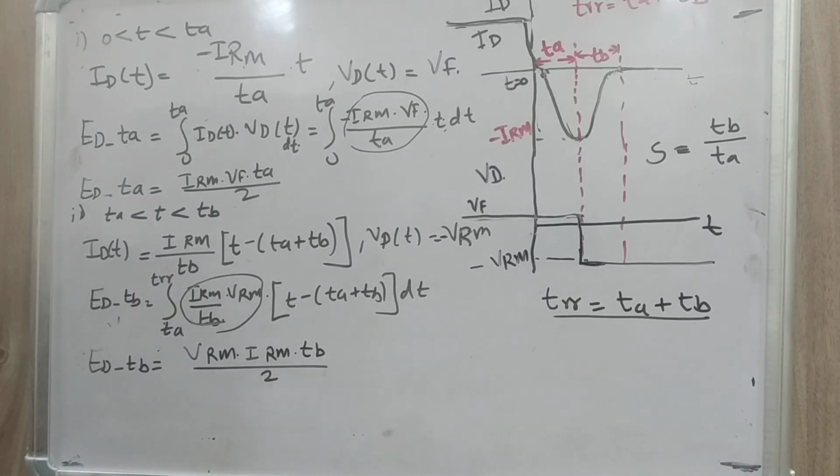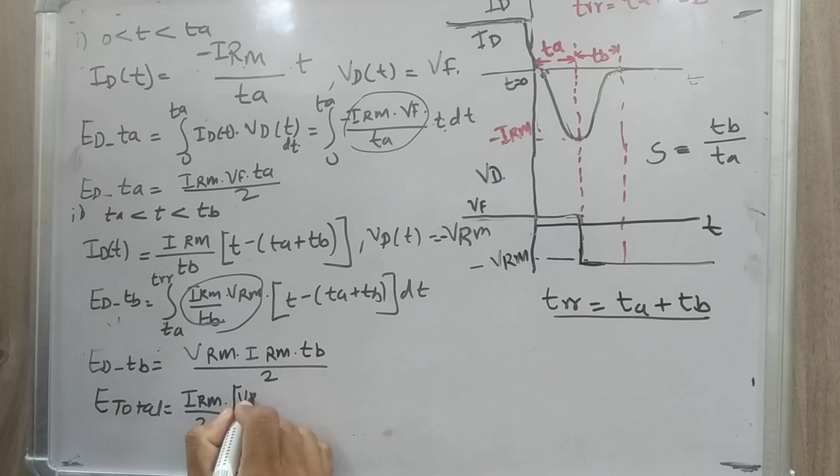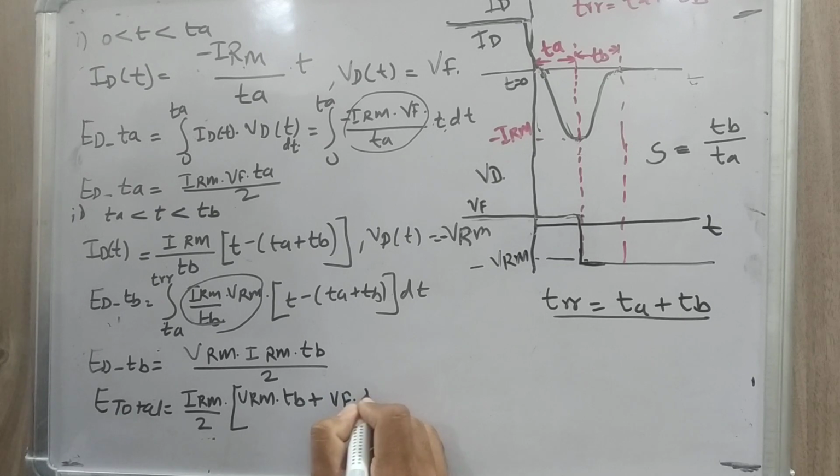Now if we want to calculate the overall energy lost in the diode during the reverse recovery time, it is the addition of these two. So E total is equal to the addition of these two, right? I will take the common term outside: IRM divided by 2 into (VRM into TB plus VF into TA). So this is the final equation of the energy lost.